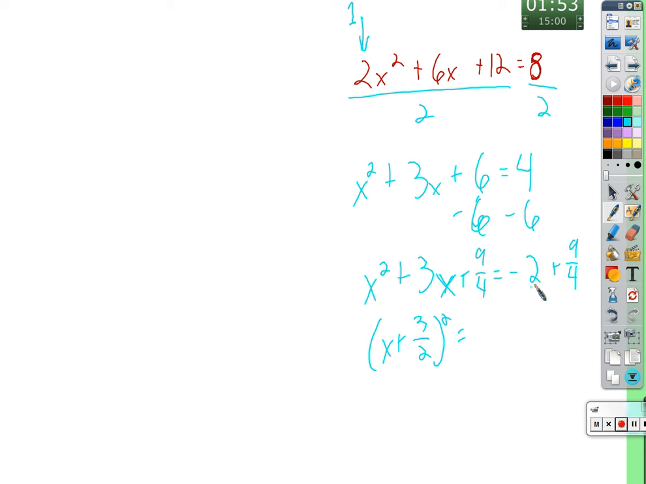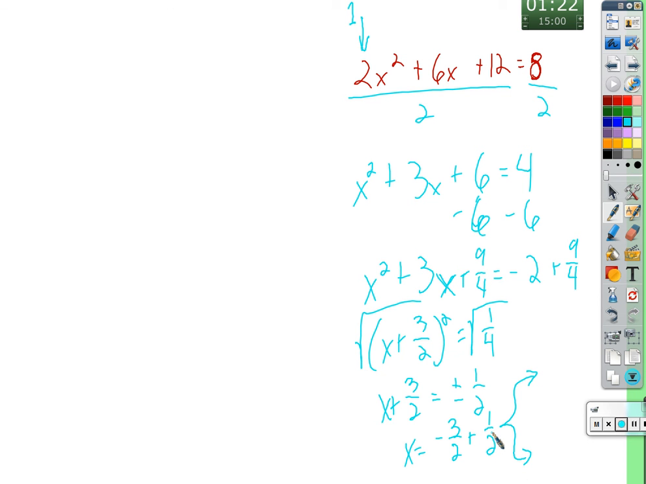So this is negative 8/4 plus 9/4 is 1/4. The square root. X plus 3/2 equals plus or minus 1/2. Okay. The square root of 1/4 is 1/2, right? Yeah. 1/2 times 1/2 is 1/4. X equals negative 3/2 plus or minus 1/2.